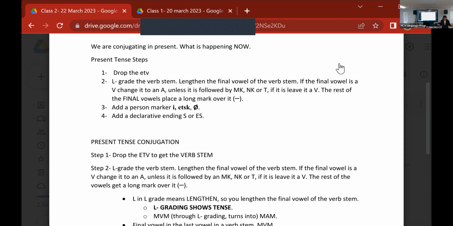And like I said, this will come into play. I know some of you guys, I understand. This will come into play when I show you, but I just want to go over the rules. And so right now, add a person marker: I, it's, or nothing.